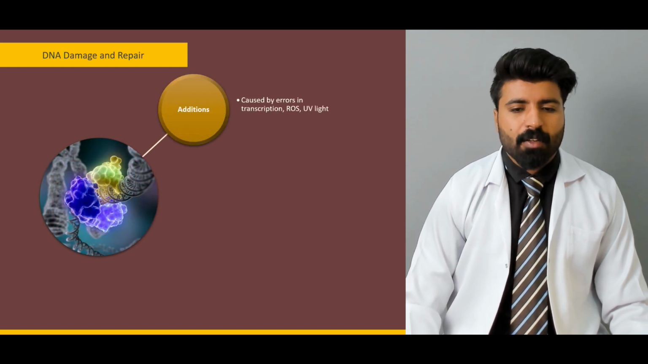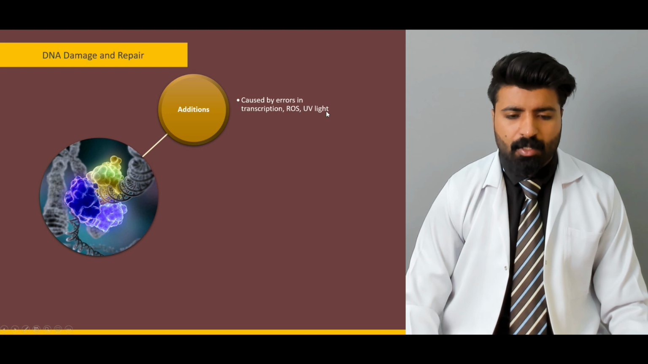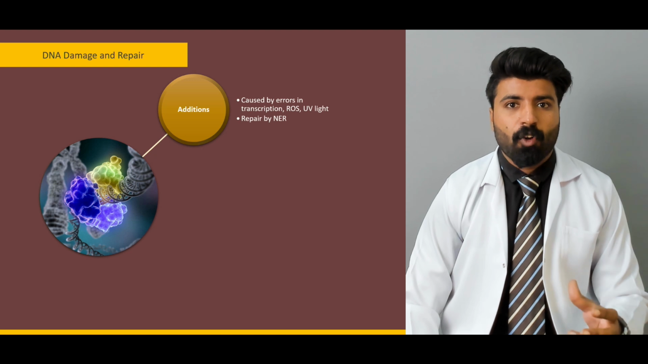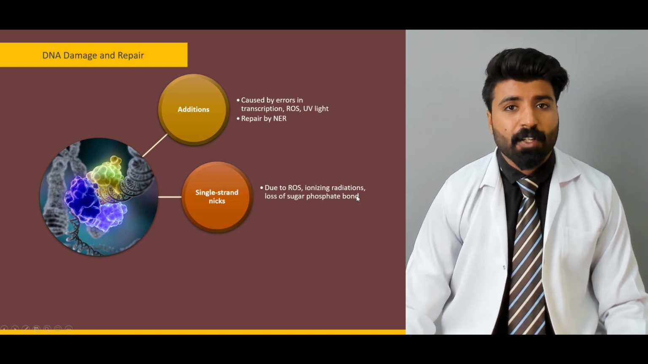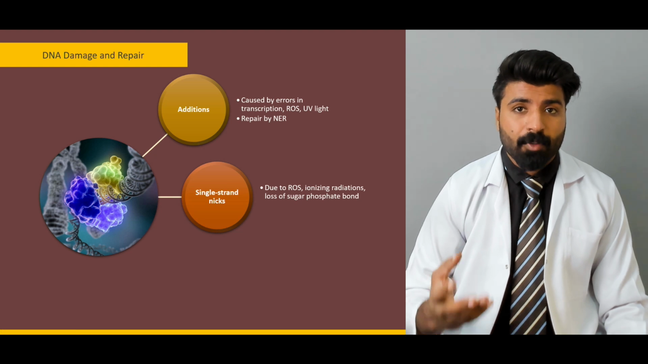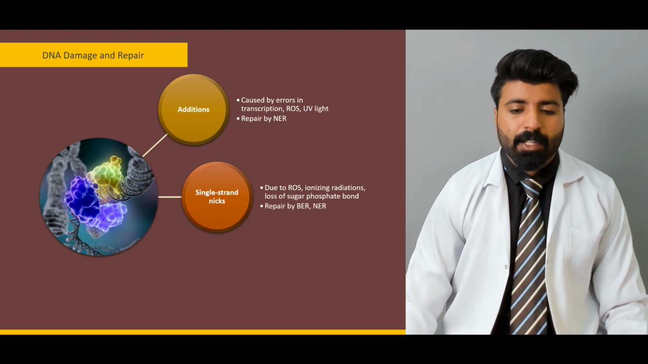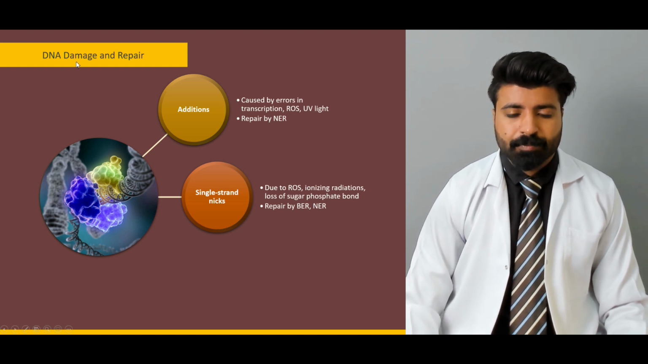In DNA damage and repair, either it can be additions, which can be caused by errors in transcription or UV light or oxidants, or repair by NER, meaning that repair was not helpful, that repair was faulty. Either it can be single-stranded nicks, which can be due to ROS, ionizing radiations, loss of sugar phosphate bond. If loss of sugar phosphate bond happens, what happens? They'll lose. Any kind of mutation can happen. And it can be repaired by BER and NER, but if any kind of pathology happens even in their repair, it can lead to DNA damage.